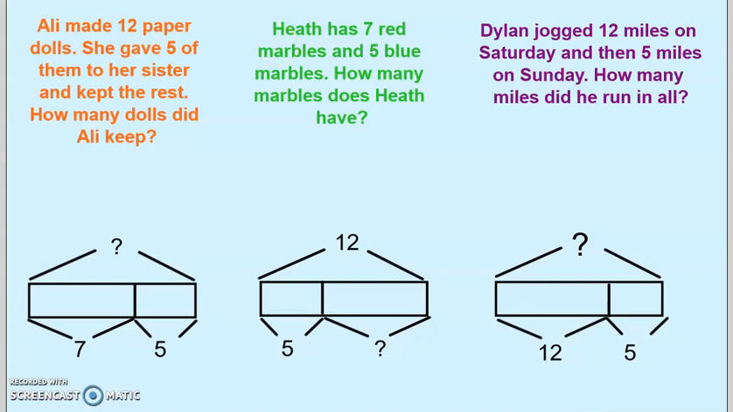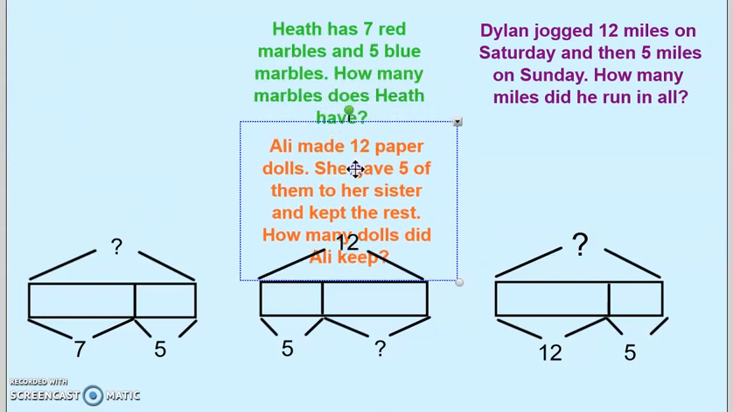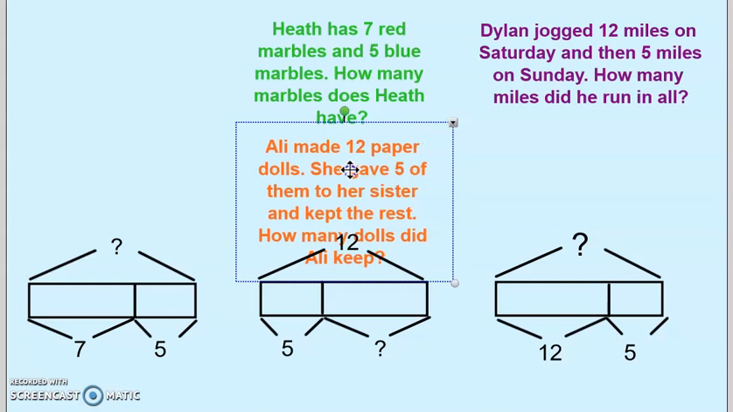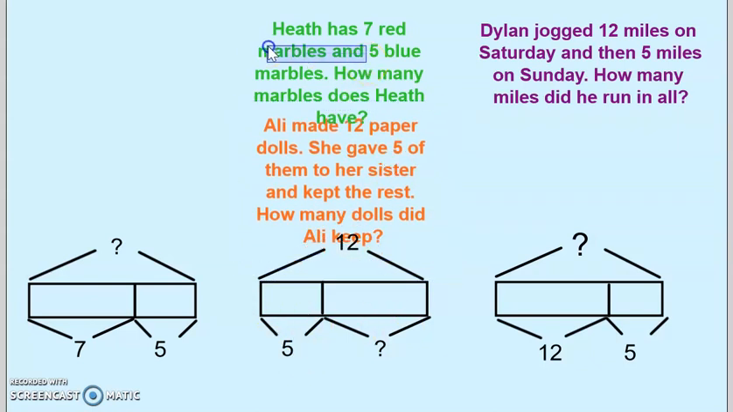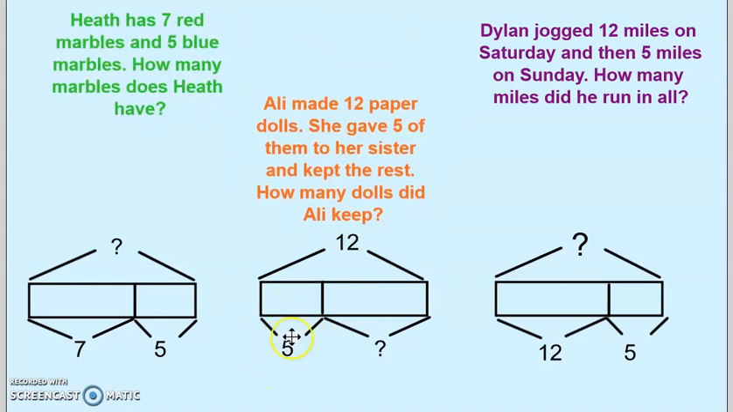Allie made 12 paper dolls. That means that's how many there were total. Then what she did is she gave 5 of them to her sister and kept the rest. Here we see Allie giving 5 of those away, and this is the number that she has left. Let's look at the next question.